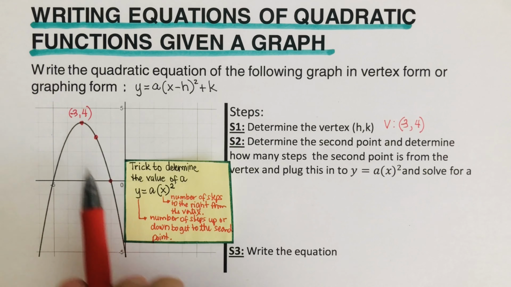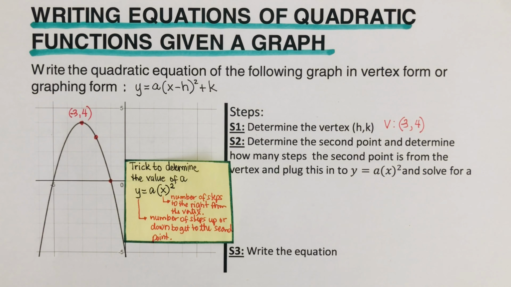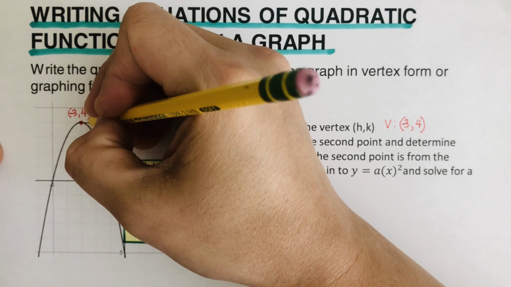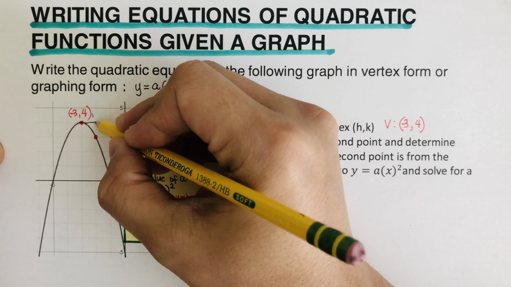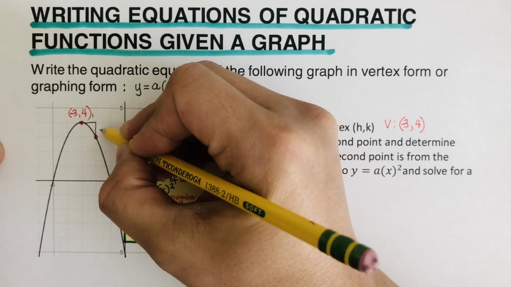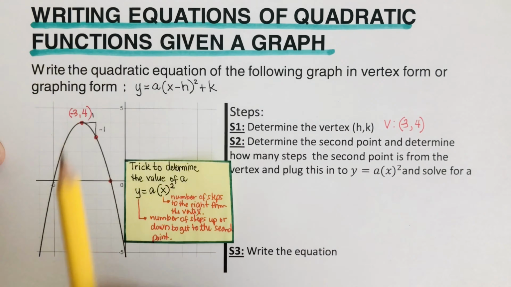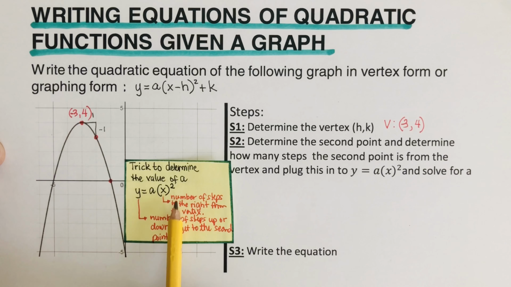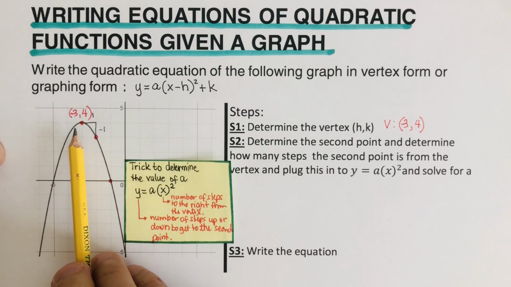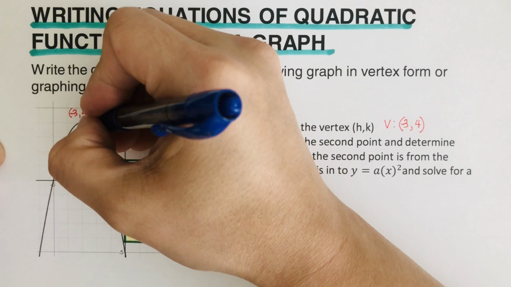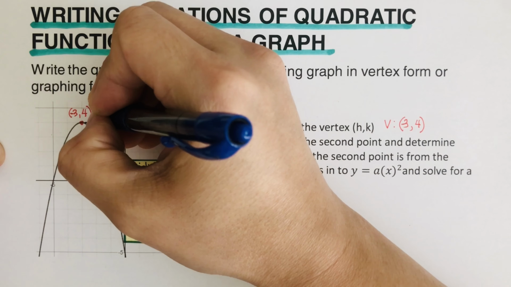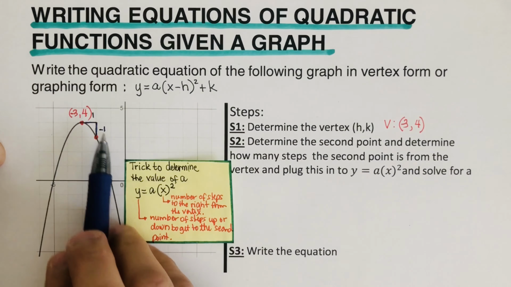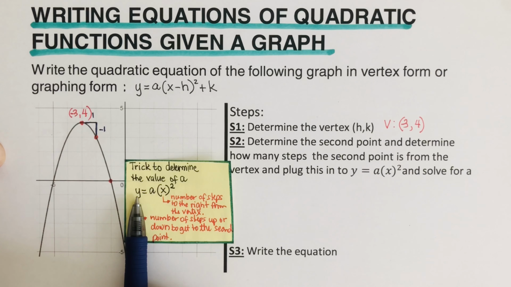You can pick this point right here. It doesn't really matter. In this problem, I go one step to the right, so that's 1 to the right, and then one step down, so that is a negative 1. This 1 will be the x, because x refers to the number of steps I go to the right from the vertex. And this negative 1, we are going to plug into the y.